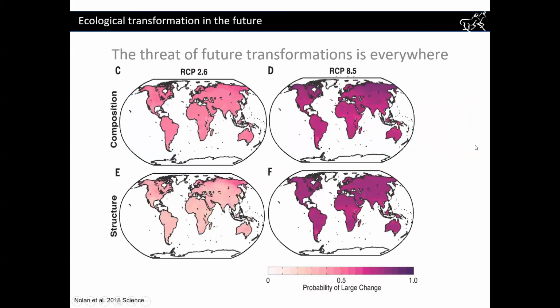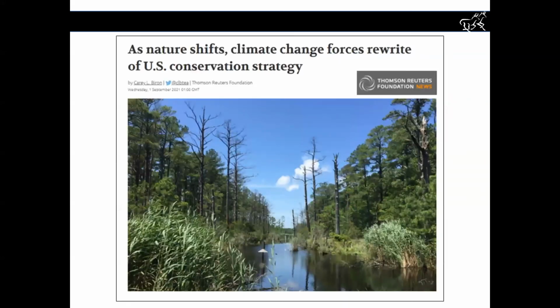If you take that understanding of how that degree of change relates to temperature change, and then you try and project into the future with these two different RCP scenarios, you can see that the threat of future transformation really is, frankly, everywhere. And so with this situation happening, conservation practitioners, land management agencies, folks are really grappling with how to rewrite our conservation strategies as nature is shifting in such a dramatic way.